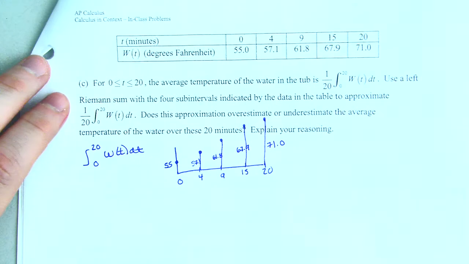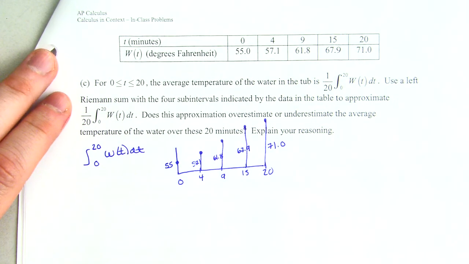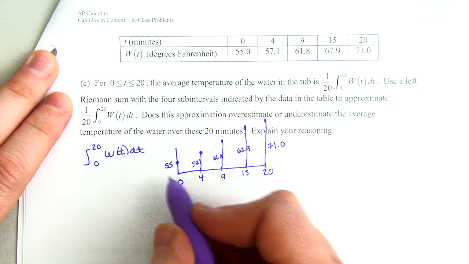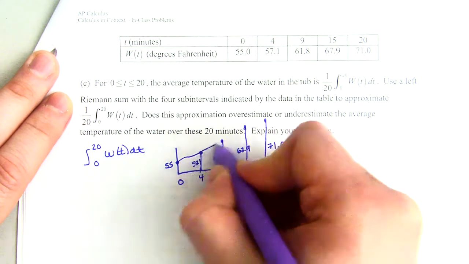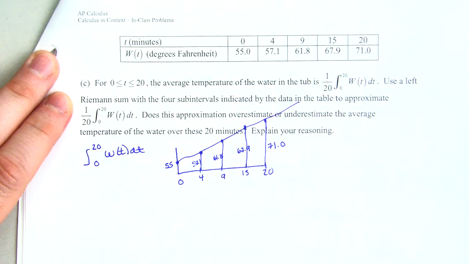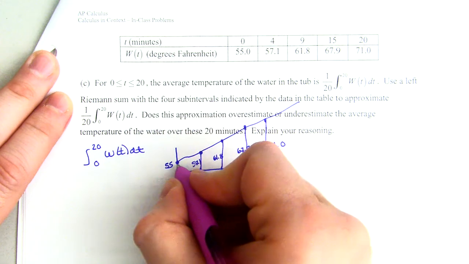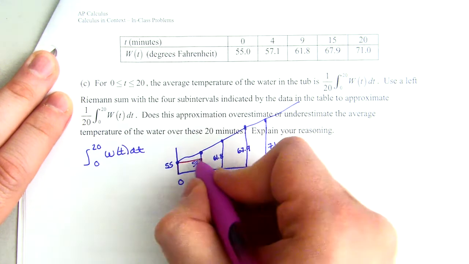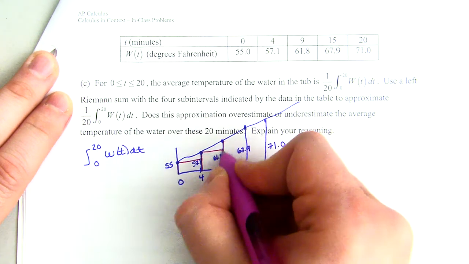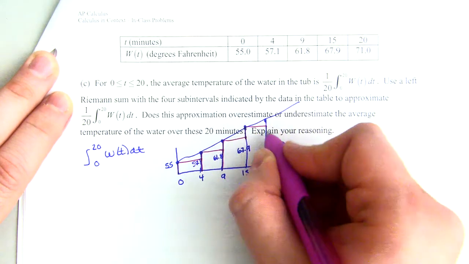I want a left endpoint sum, which means I'm going to draw in rectangles whose height is the height of the function at the left endpoint. I've got some function, like that. To draw in my rectangles, I'm going to have one look like that, the next look like this, and then that, and then that.